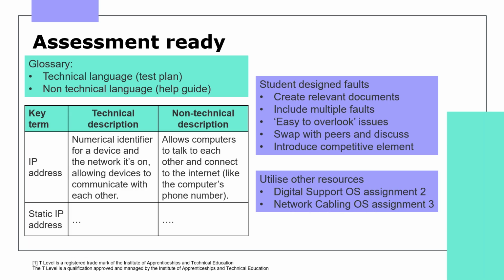And along with the sample and past ESP materials, there's also some adaptable resources within some of the occupational specialism materials too, such as the Digital Support Occupational Specialism Assignment 2, where students are presented with an IT help desk task and also need to write some user instructions. For the test plan, the exemplification materials for the Network Cabling Assignment 3 shows a pass and distinction example of a test plan, which could support students with understanding some of the test plan expectations.